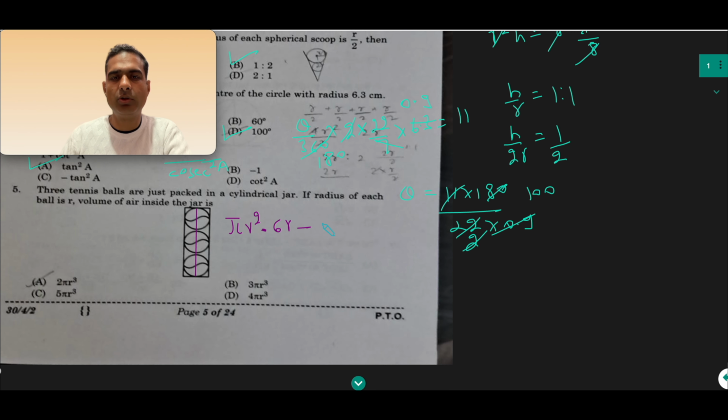There are 3 balls, so 3 into, and balls are in spherical shape, so 4 by 3 pi r cube. So 3 can be cancelled out. From here we can say 6 pi r cube minus 4 pi r cube. So we will get 2 pi r cube. So option A will be our answer, 2 pi r cube. I hope this would be clear.